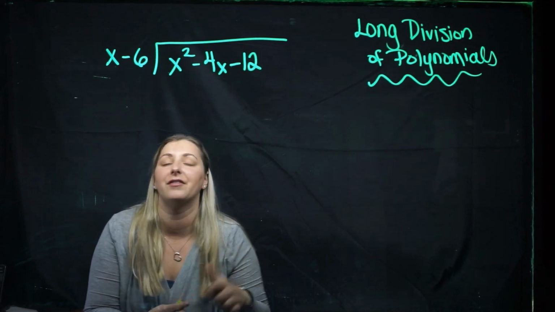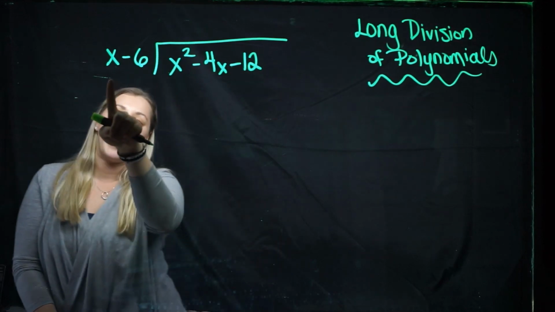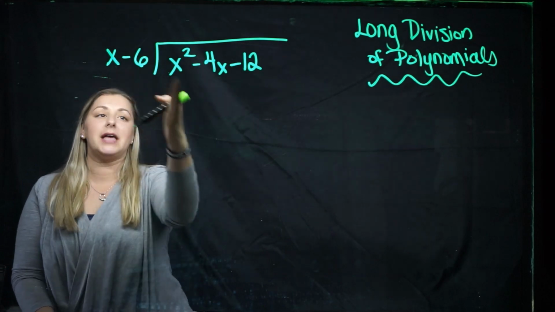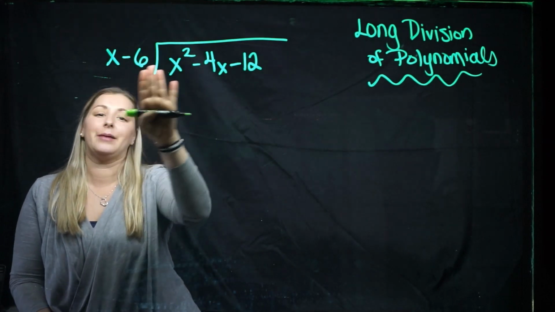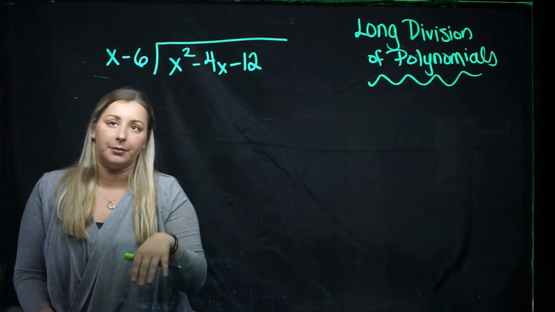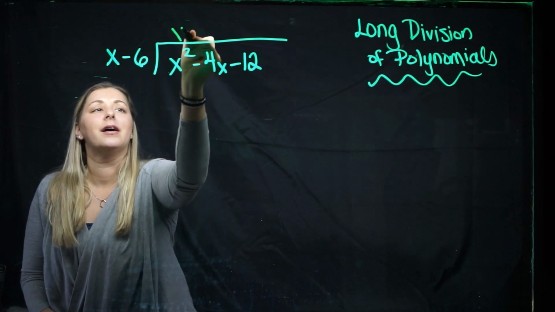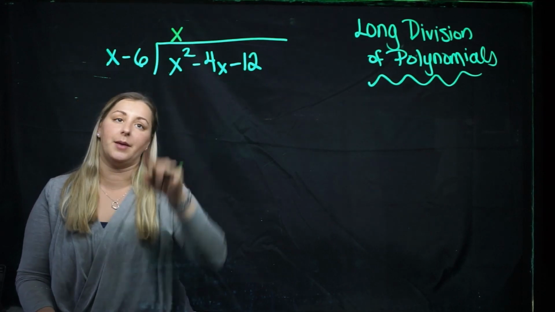So you're going to look at the very first term. The very first term here is x, and you want to say, okay, how many times does x go into x squared? Or x times what is x squared? X times x is x squared. You're going to place that up on the top.